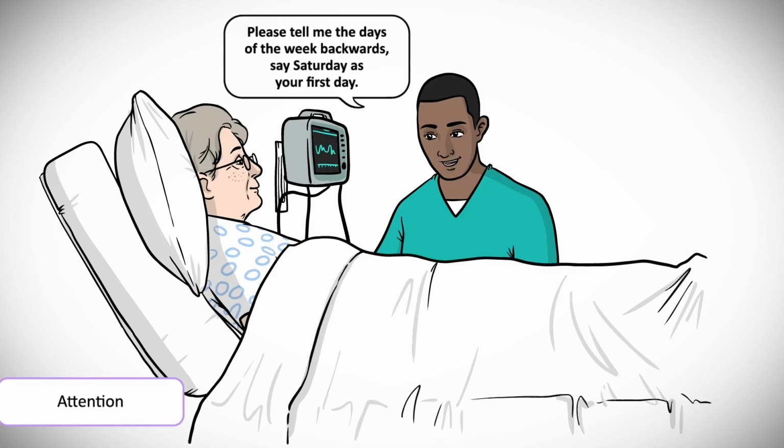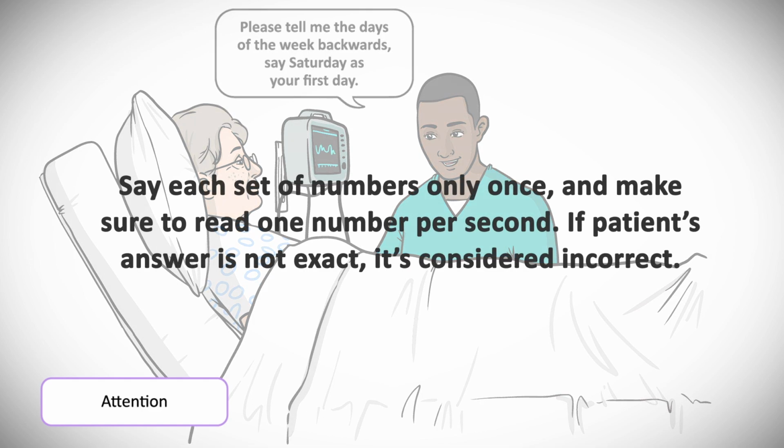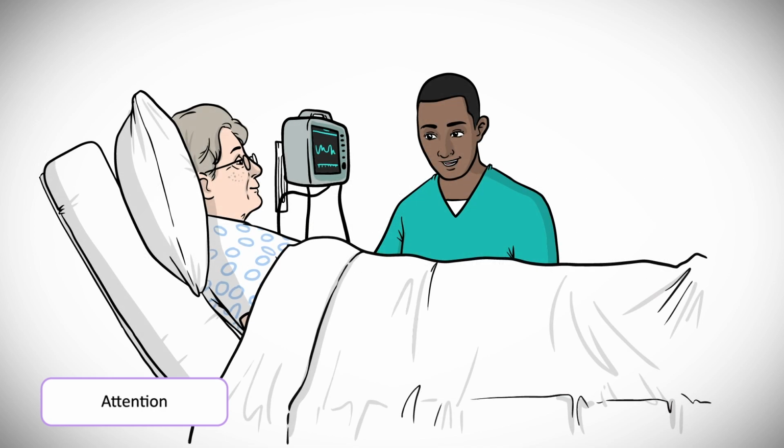Ask the patient, "Please tell me the days of the week backwards. Say Saturday as your first day." The patient must state all 7 days in the correct order to be considered correct. For the next 2 items, say each set of numbers only once, and make sure to read 1 number per second. If patient's answer is not exact, it's considered incorrect.